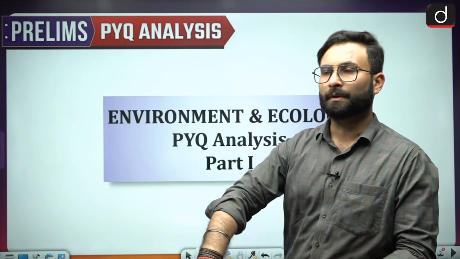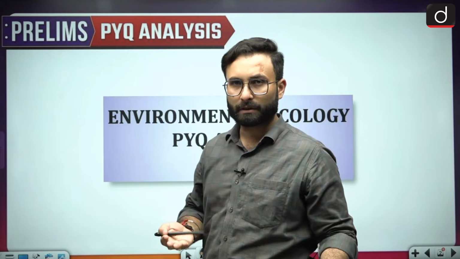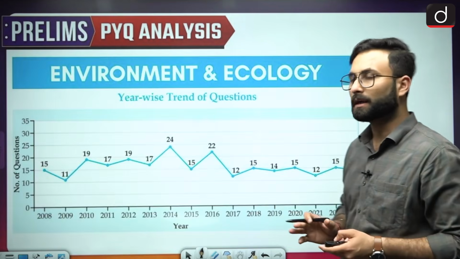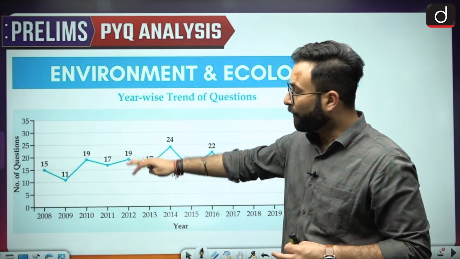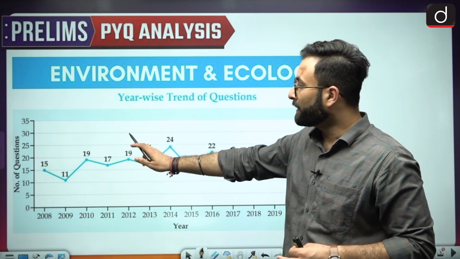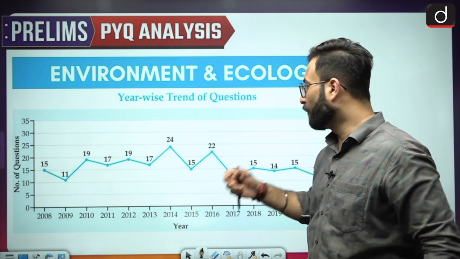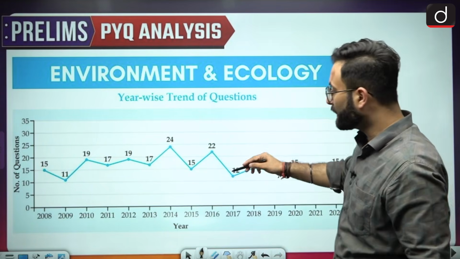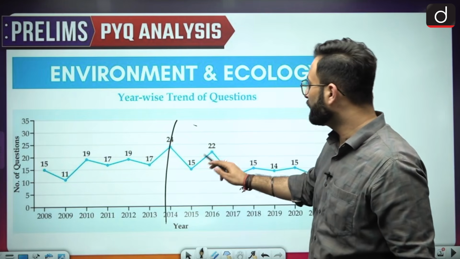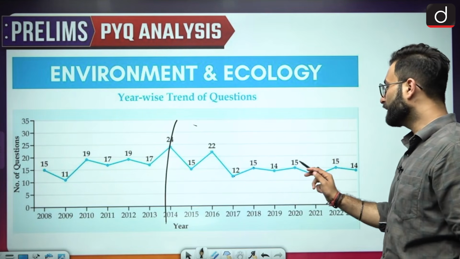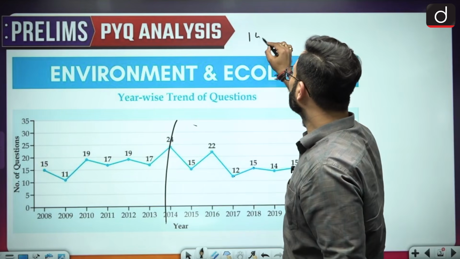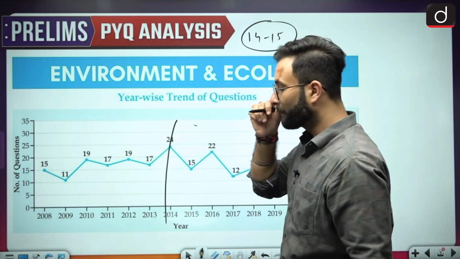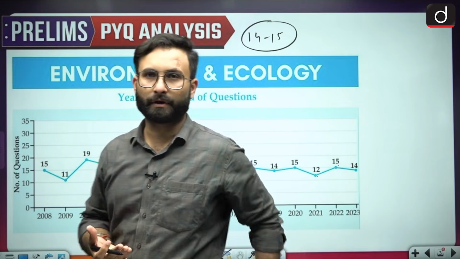We'll be talking about PYQs from 2019 to 24. I have already told you, when we talk about these PYQs, trend analysis is important. If we look at the questions from environment and ecology, from 2008 you will see 15, 11, 19, 17, 19, 17, 24, 15, 20, 22, something like that. And after 2014, you will see 15, 22, 12, 15, 14, 15, 12, 15, 14. So basically you are getting 14 to 15 questions every year. That is the importance of the environment and ecology section.